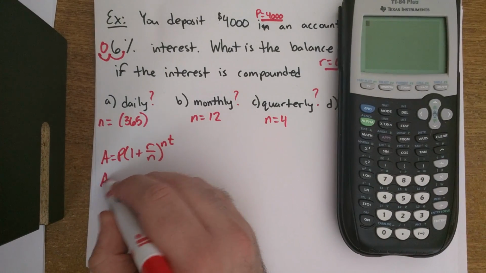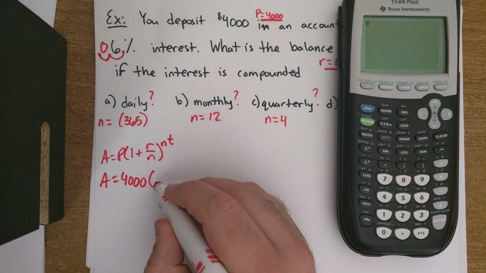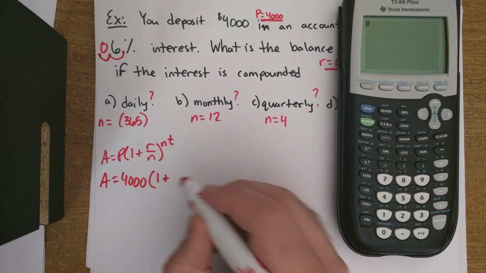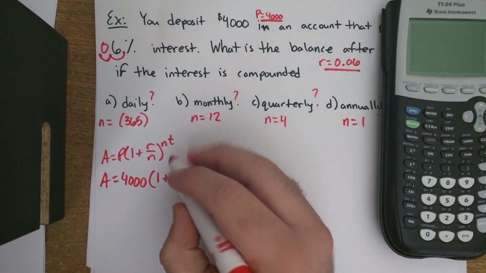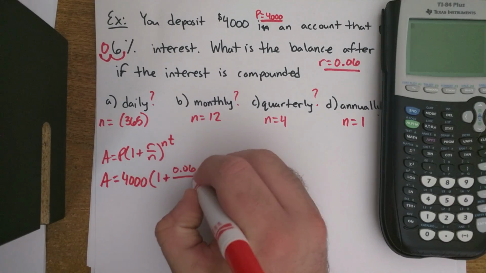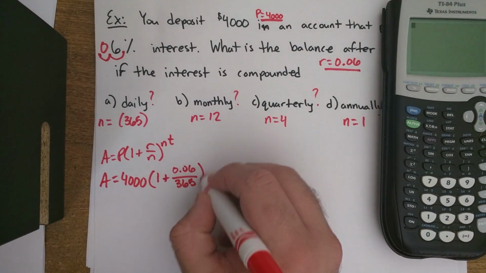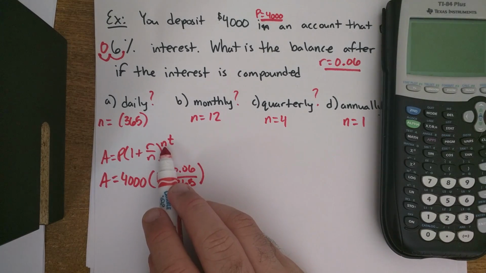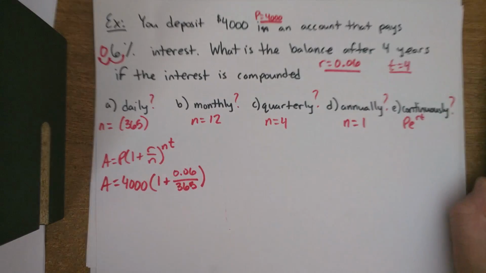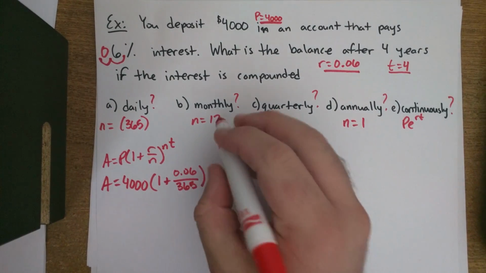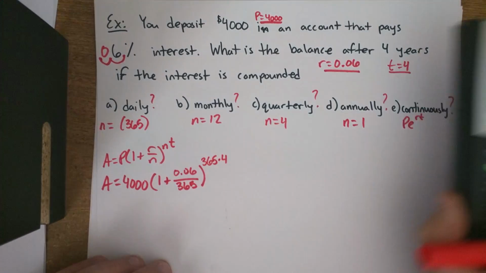So what do we know? We know that P is 4,000, so I make that replacement. Inside the parentheses, I have 1 plus R over N. So R is 0.06 divided by N, which is 365. Close parentheses. And then I have N times T in my exponent. Again, N is 365 and T is 4. So I have 365 times 4 in the exponent.